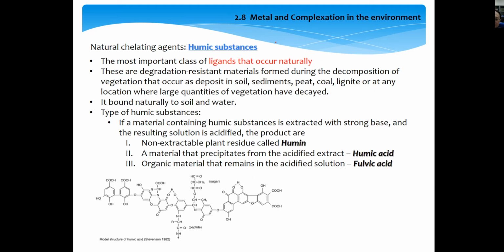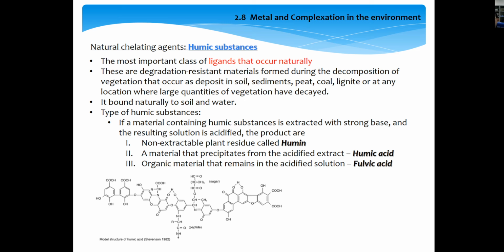Okay, so we come to the topic of natural chelating agents, which is humic substances. Humic substances are the most important class of natural ligand, or the ligand that occurs naturally. So where are these humic substances coming from? They come from plant material, a degradation-resistant plant material.